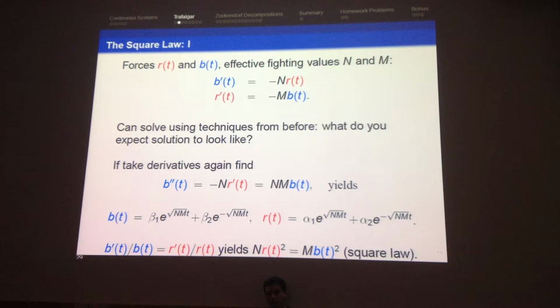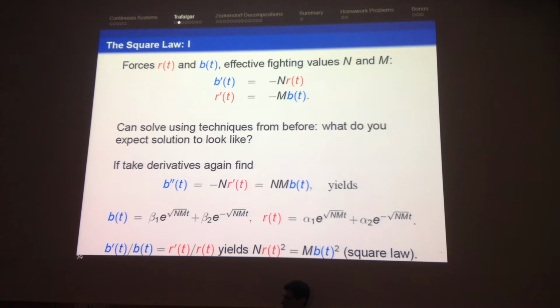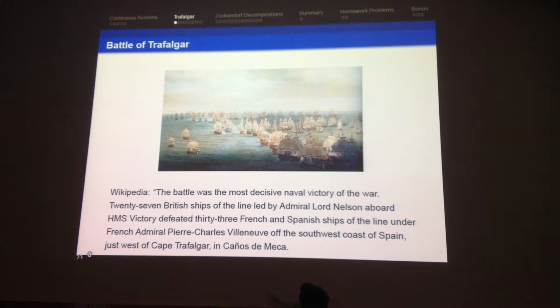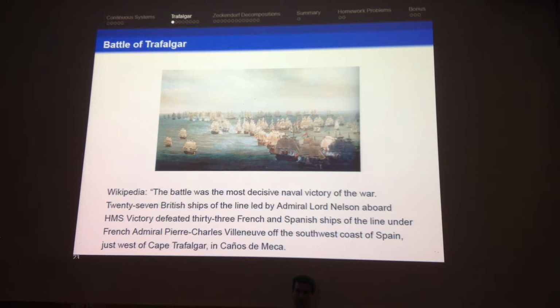All right, so Nelson was outnumbered. So how could he win? Over here, the battle was the most decisive naval victory of the war. 27 British ships of the line led by Admiral Lord Nelson aboard the HMS Victory, I'll let you figure out the name, defeated 33 French and Spanish ships of the line. So just reading that, who would you give the advantage to? You should give the advantage to the French and Spanish, right? They've got more ships of the line. 33 is greater than 27. All right, so Nelson is outnumbered.